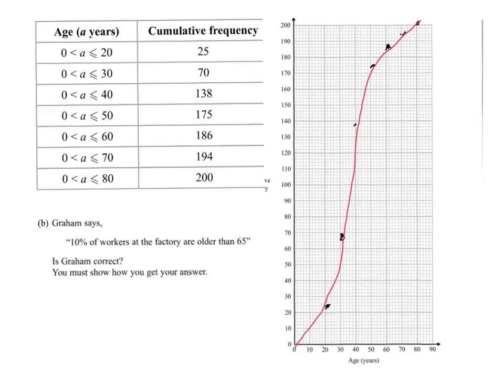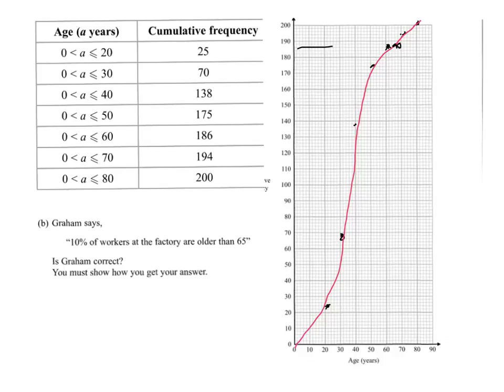Graham says 10% of workers at the factory are older than 65. Is Graham correct? So we need to see, using our graph, how many of our workers are over 65. So halfway between 60 and 70 would be 65. So if we come up here, then we're looking at about there. So I'm marking in, I'll just do it in a darker colour, trying to mark in exactly, 65.